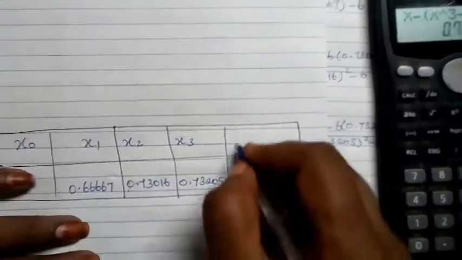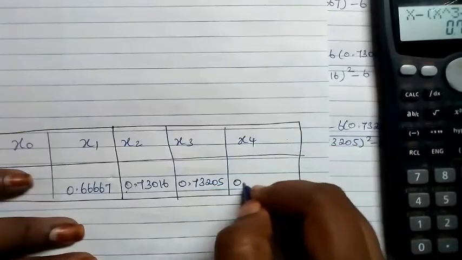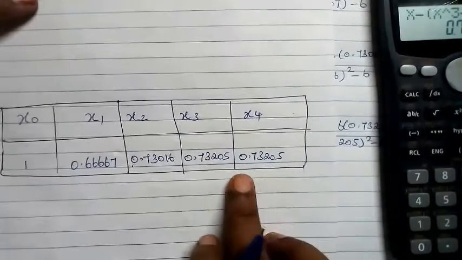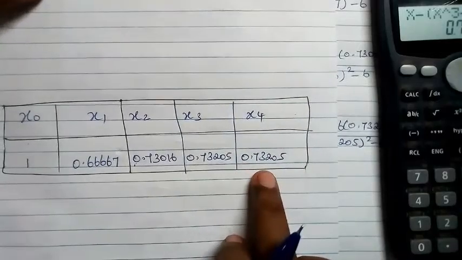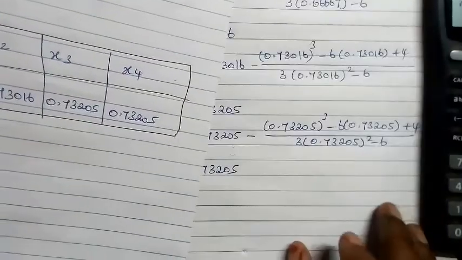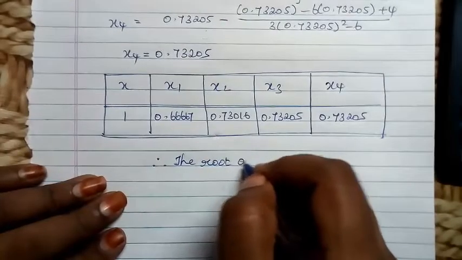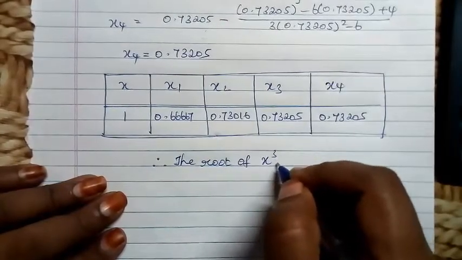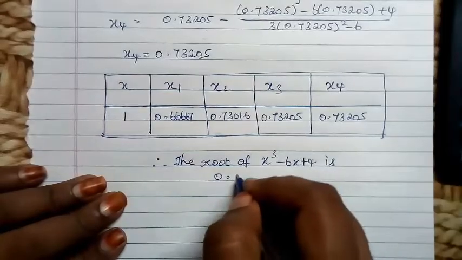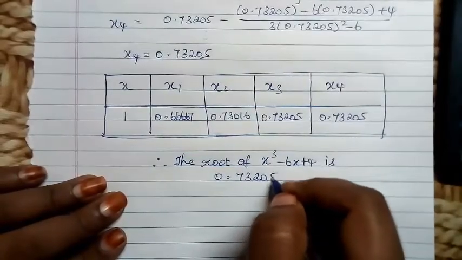At the fourth iteration, when you get x4, the value is repeated, which shows that this is the exact root of the given equation, x cube minus 6x plus 4. Therefore, the root of x cube minus 6x plus 4 is 0.73205.